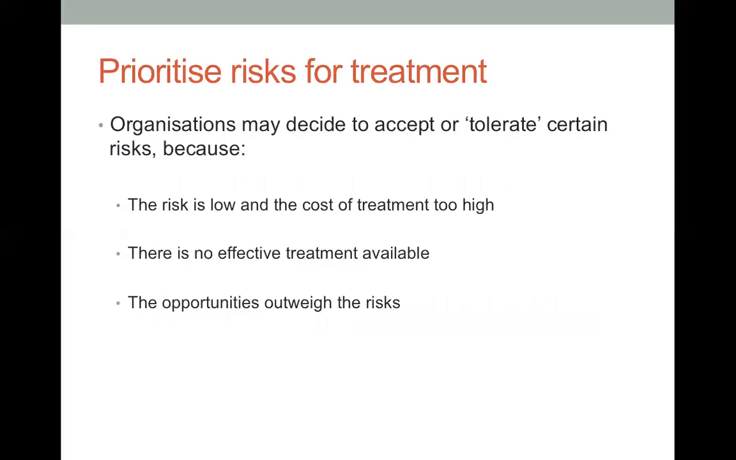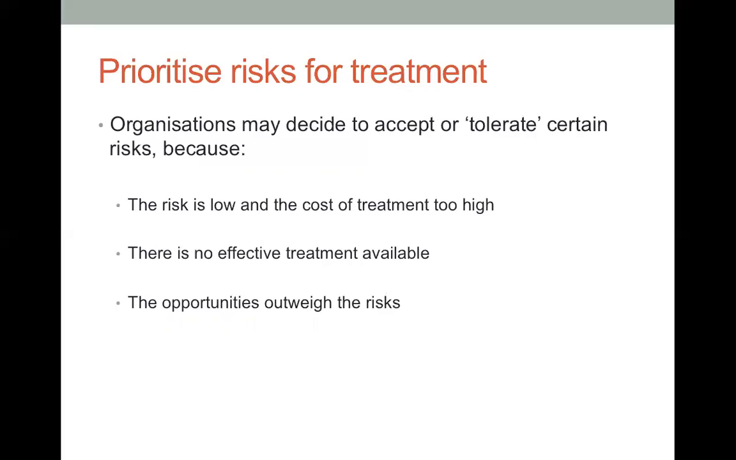Okay, now prioritize risk for treatment. Organizations may decide to accept or tolerate certain risks because the risk is low and the cost of treatment is too high. Well, how much is the risk? If the risk event really happens, how much are we losing? Let's say, for argument's sake, a few $100, and with the size of our organization, let's say we are quite large, the cost of treatment is too high just to treat that kind of risk. Okay, we accept it. Also, there is no effective treatment available. There is nothing available to help us.